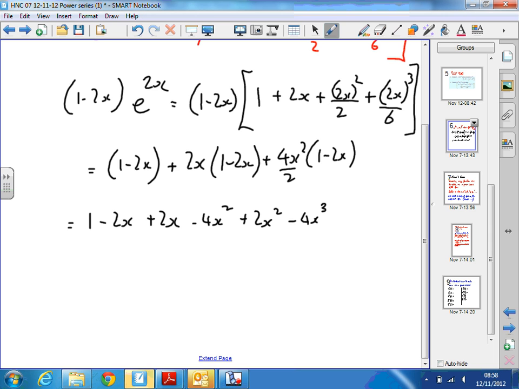What about the next term? We've now got this last term, which is this one, so that will be plus, going back to this line, 2 cubed is 8. 8 over 6 becomes 4 over 3, x cubed. So that's what that last term is. So now multiplying that by 1 minus 2x, we get 4x cubed over 3 minus 8x to the 4 over 3.